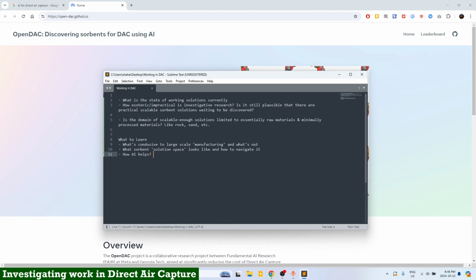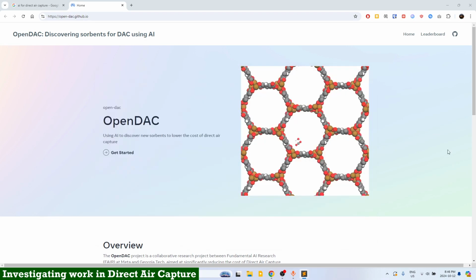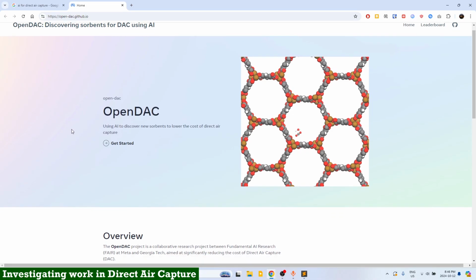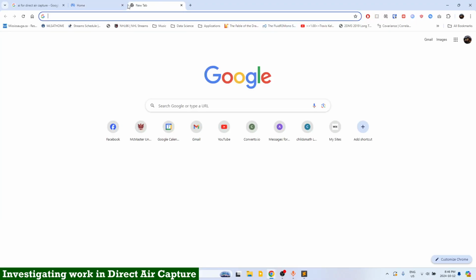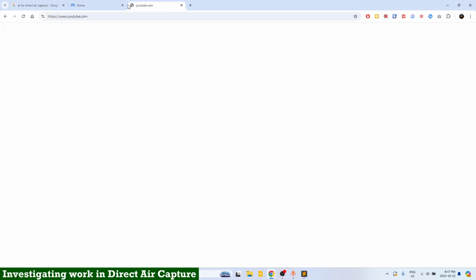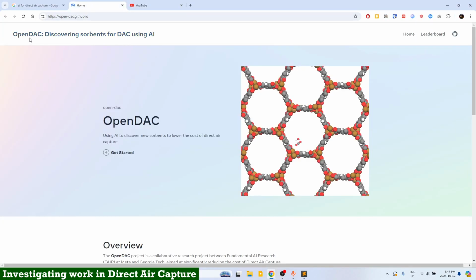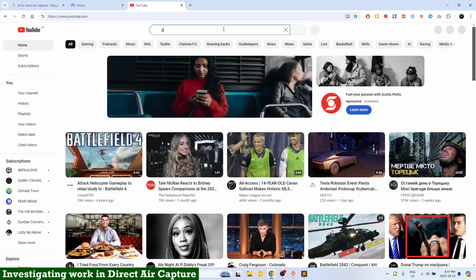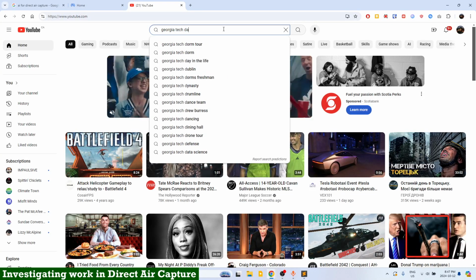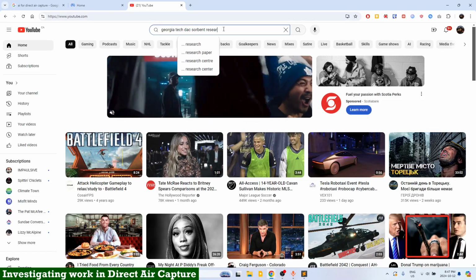Yeah. Okay, so there's some thoughts. DAC. So what I want to know is how does sorbent research happen today? It happens in wet labs, and I'd have to be a scientist, I guess. Because this is a partnership between Meta and Georgia Tech, I'll just search up Georgia Tech DAC sorbent research.